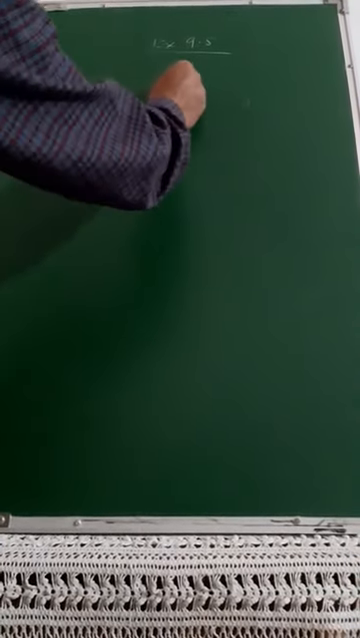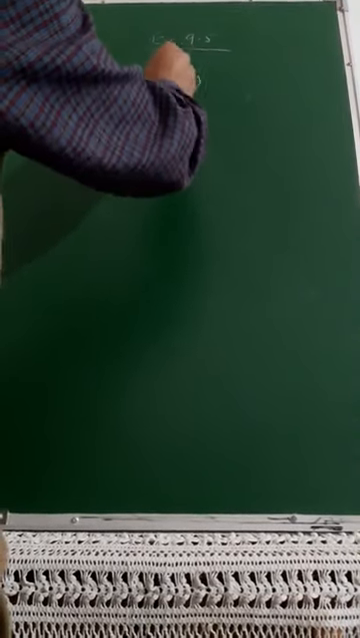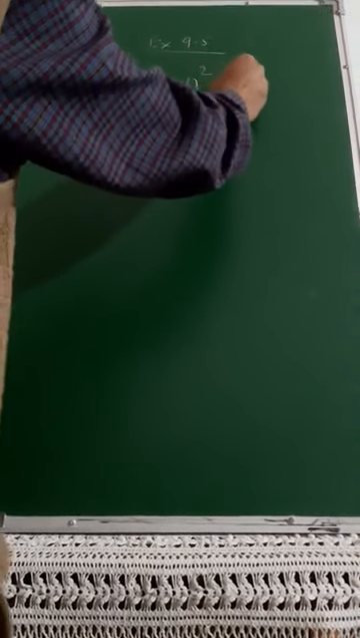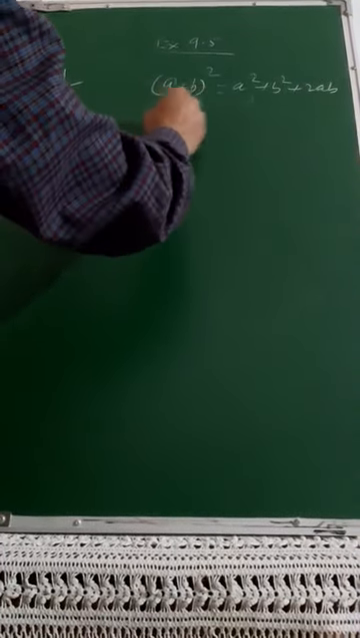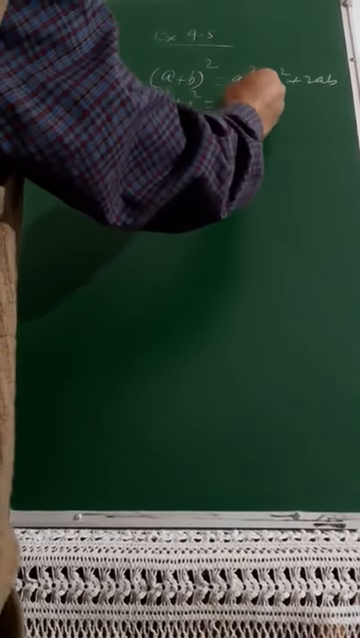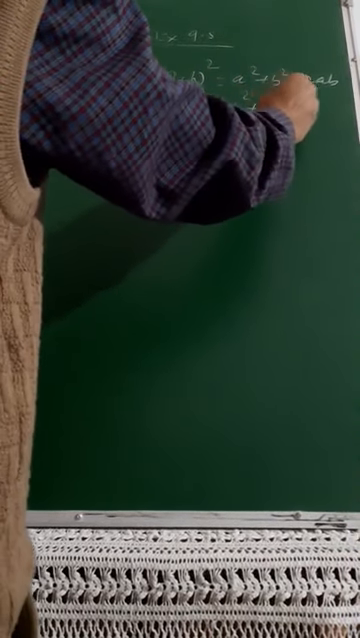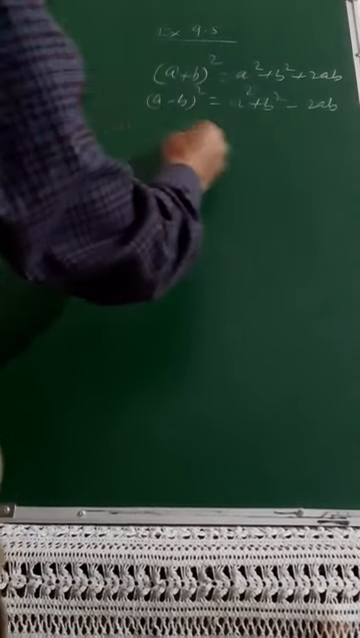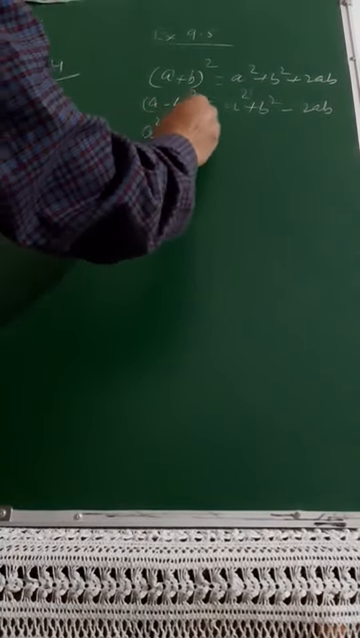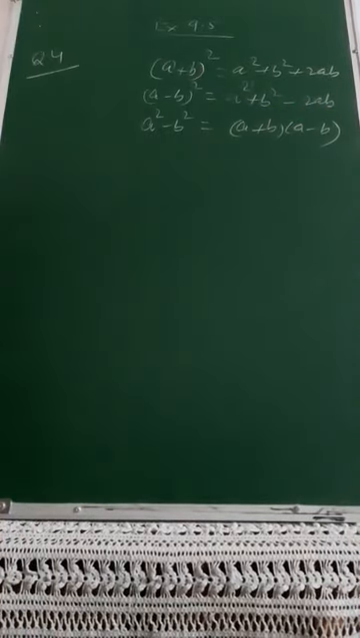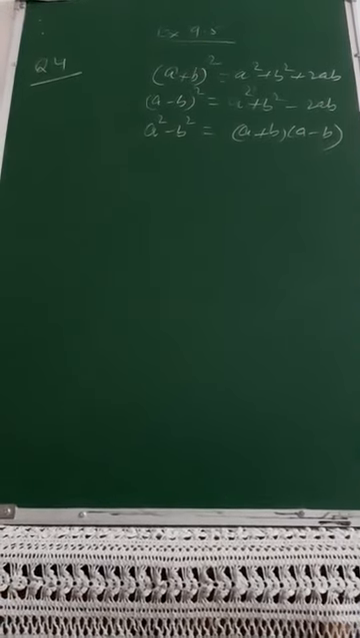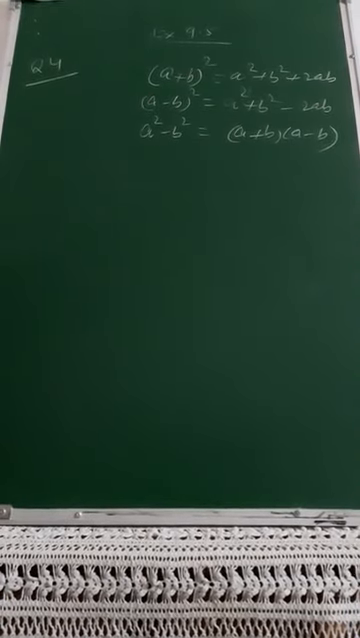So there are four identities which you can apply there. One is a plus b whole square, a square plus b square plus 2ab. Second is a minus b whole square, that is a square plus b square minus 2ab. Then it is a square minus b square is equal to a plus b into a minus b. So mainly you have to focus upon these three identities.